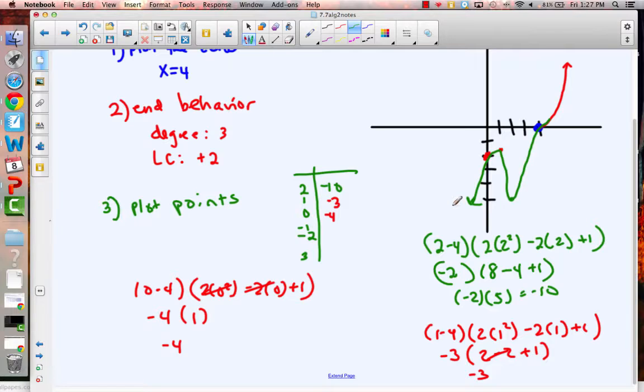So these may not be perfect. You may have picked different points, and that's okay as long as you have the right curves in the right places, and then you have your end behavior and your zeros. The more practice you get, the better you get at it.